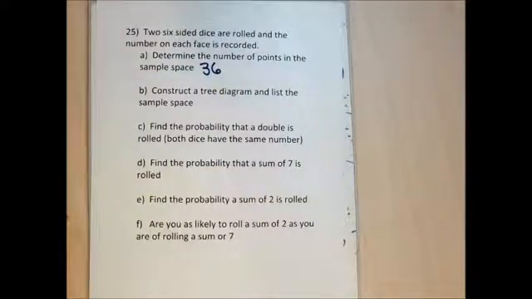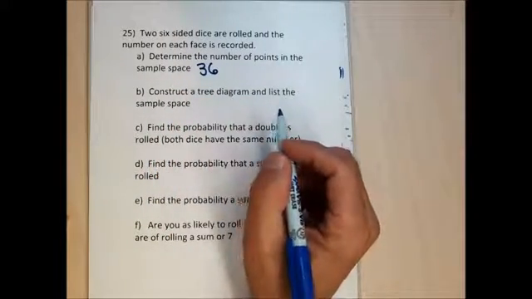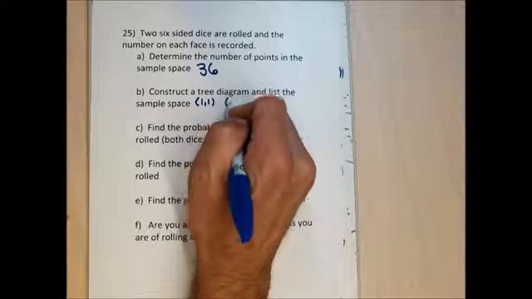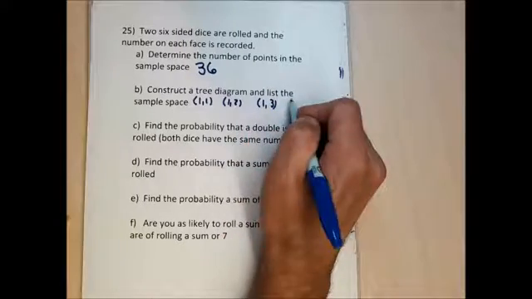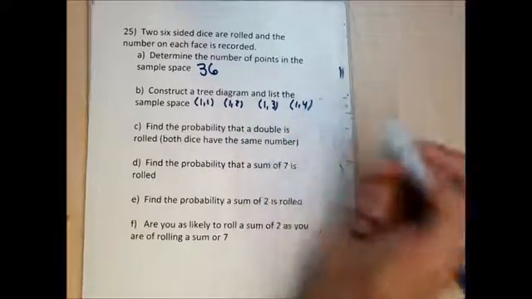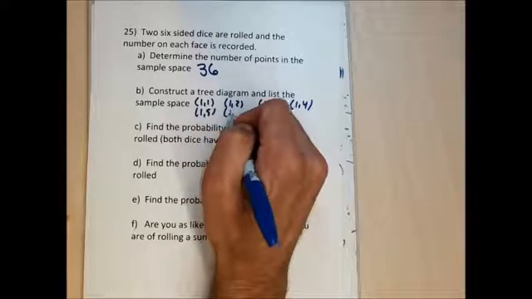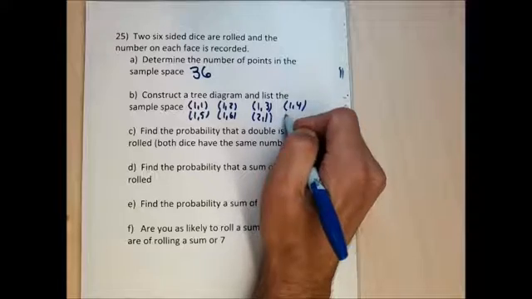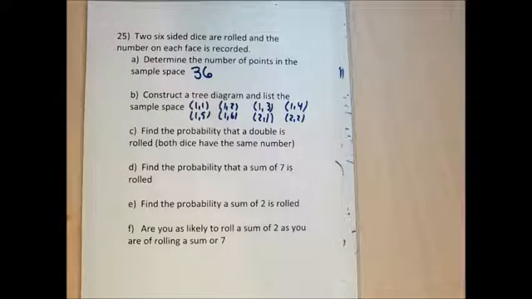So in terms of 25B, the sample space has 36 elements in it. You know, it starts off with 1, 1, and then it goes to 1, 2, and it goes to 1, 3, 1, 4, 1, 5, 1, 6. You're going to need lots more room for it. And then 2, 1, 2, 2, 2, 3, 2, 4, all the way. There's going to be 36 items.